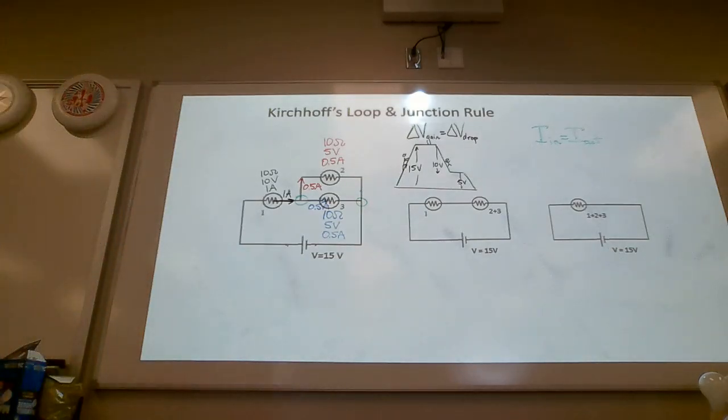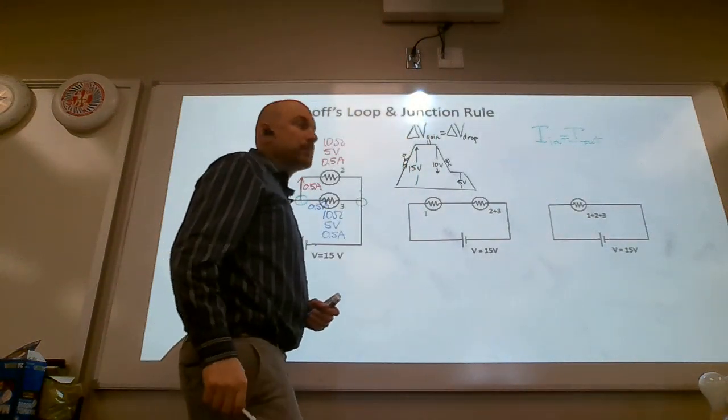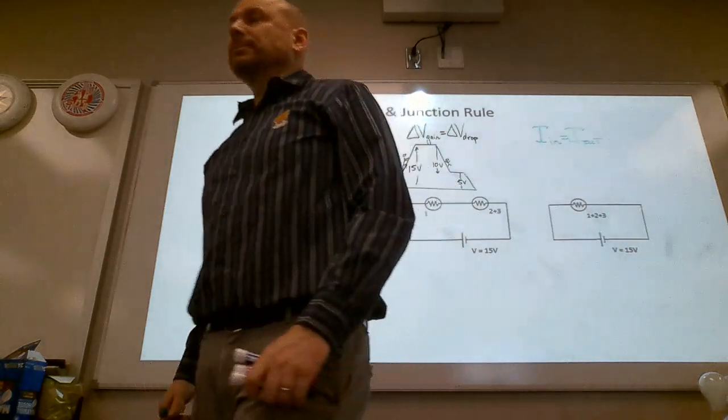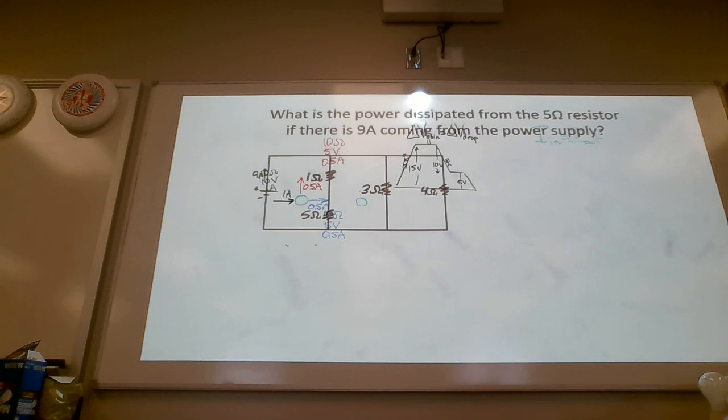Your Kirchhoff loop rule and junction rule will always work regardless of how complicated the circuit is. It is a good safety net checkpoint, double check thing. This is the conservation of energy. This is conservation of charge. These are tried and true. I don't care how far you go in electronics, loop rule and junction rule will always work.